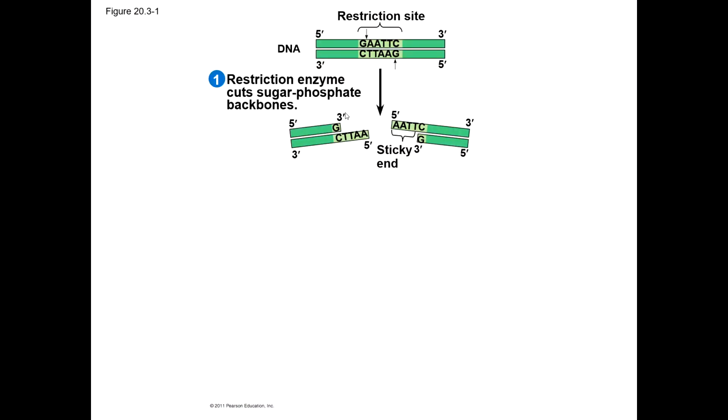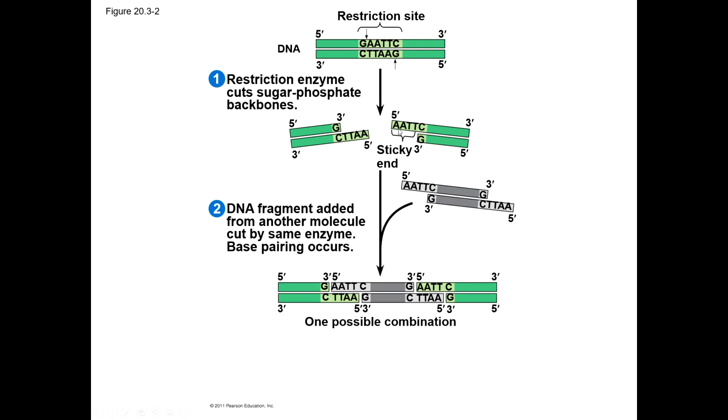Okay, so a closer look at how that works. Again, we start with restriction enzymes that are going to cut at a specific restriction site. And again, this one happens to cut after the TTAA. And so we use that enzyme to cut this particular DNA. And we also use that same enzyme to cut the DNA of the other source.